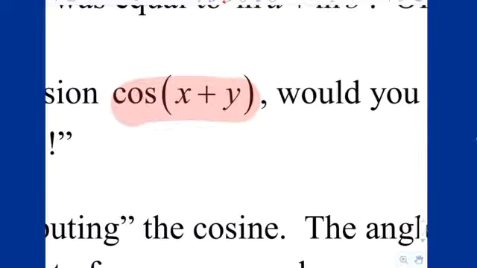Would you like to guess how we can simplify that? Do you feel an urge to distribute the cosine and call it cosine of x plus cosine of y? Do you have that urge? You don't have to have the urge. Same thing with smoking, right? You don't have that urge. Good. Both of them are bad. Smoking and distributing the cosine inside are both bad.